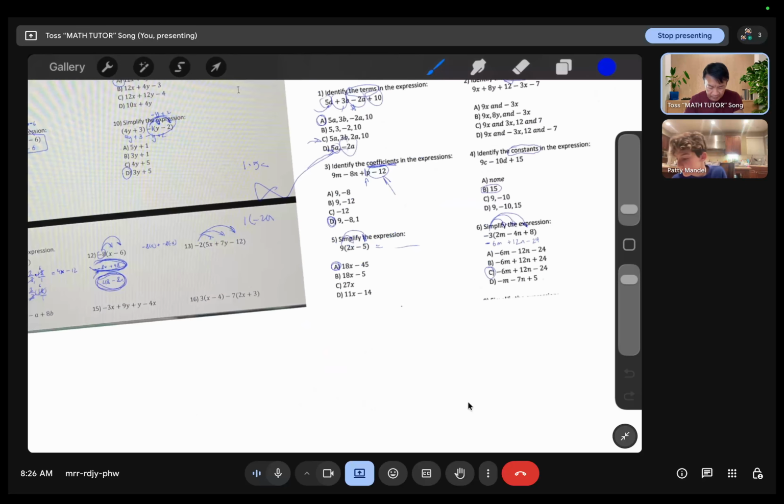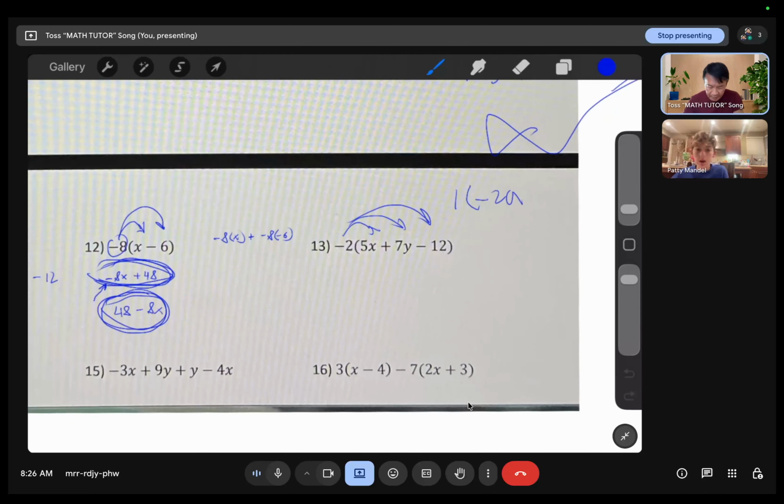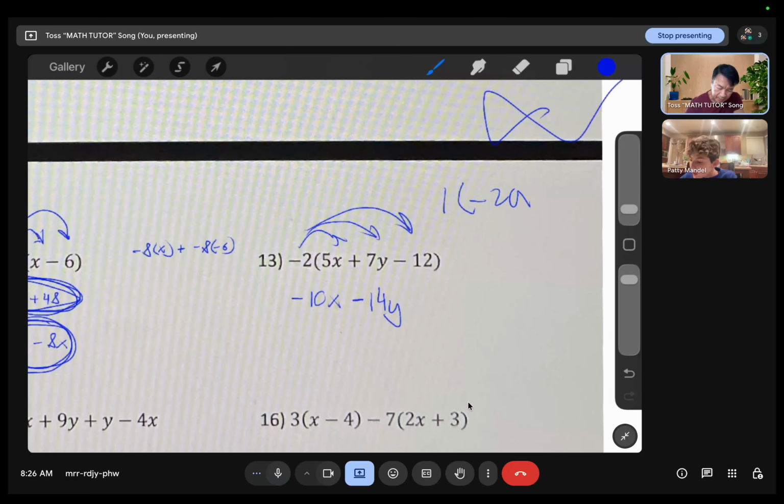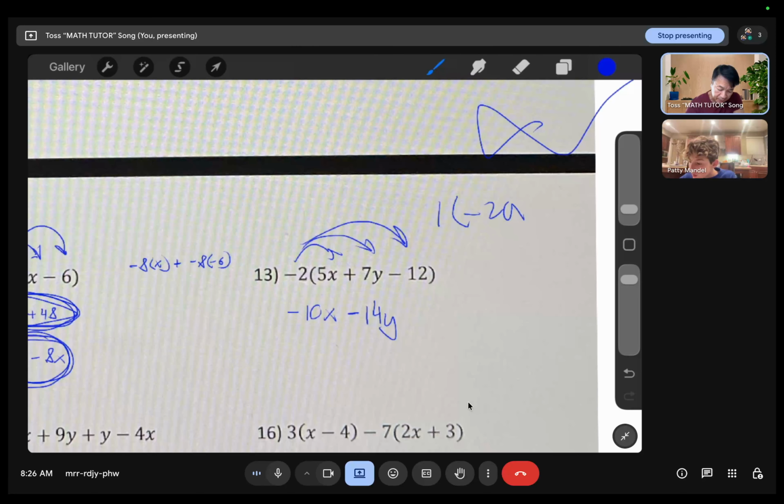All right, I think we're good with that. Anyway, we're over here. So yeah, the distribute. Let's do it. So negative 2 times 5x will be negative 10x, and then negative 2 times a positive. See how I'm reading it? Like literally the sign in front. Even in my head, I see that. Yeah, negative 2 times positive 7y would be negative 14y. And then negative 2 times a negative 12, that would be a positive 24.